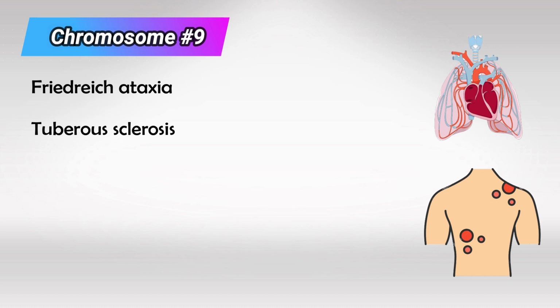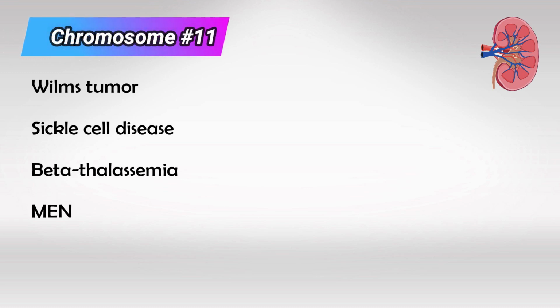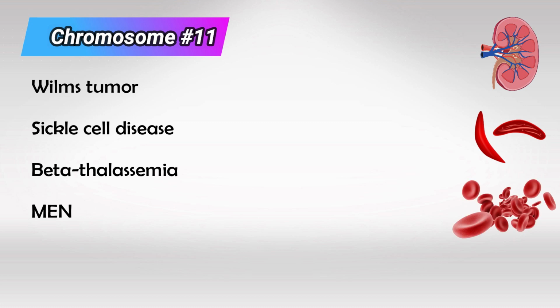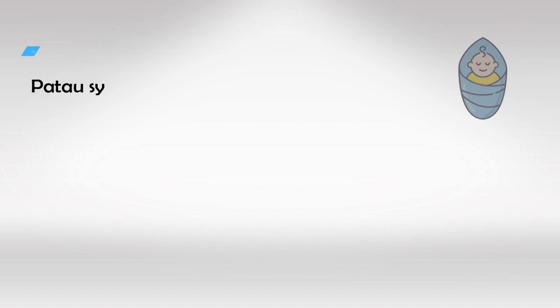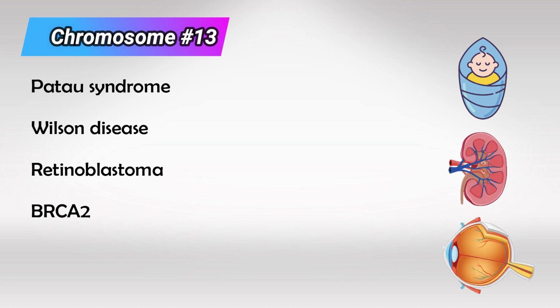These are exceedingly rare in clinical practice, but exam makers love to ask about them. Chromosome 11 mutations produce Wilms tumor, sickle cell disease, beta thalassemia, and multiple endocrine neoplasias. Chromosome 13 mutation produces, of course, Patau syndrome, Wilson's disease, retinoblastoma, which is the most common cause of white eye reflection in newborns, and BRCA2 mutation, which produces breast cancer.